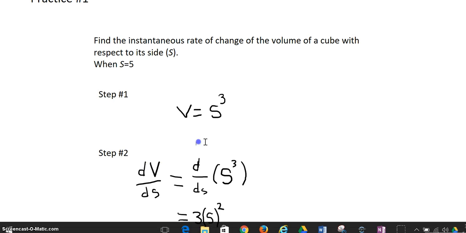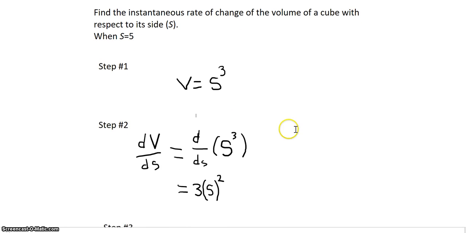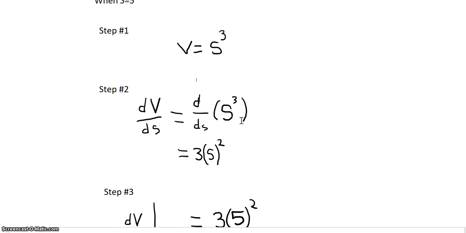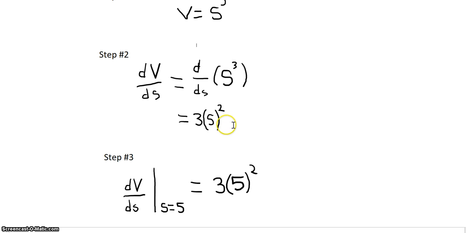So we find dV/ds is equal to the derivative with respect to s of s cubed. And if you just remember your power rule, that becomes 3s squared, taking the exponent down and subtracting 1. So that is now our derivative equation, 3s squared. And so the final step is to plug in our point, 5, into this derivative to figure out the instantaneous rate of change.